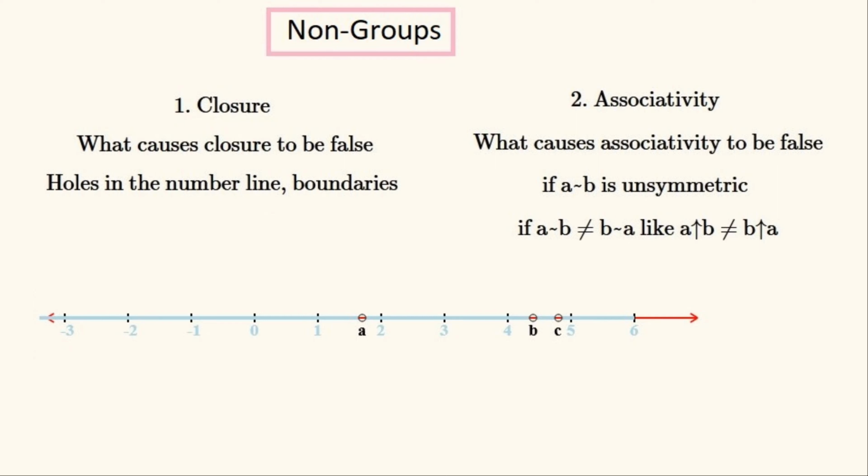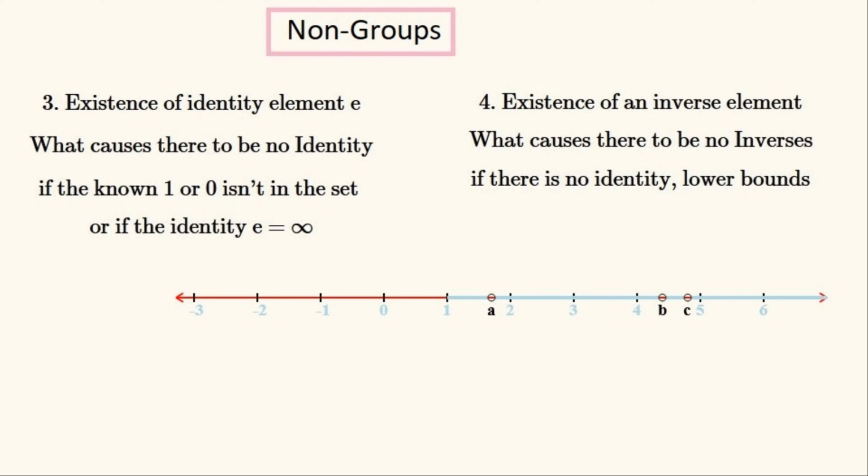This can fail when the operation is unsymmetric, like the exponential function, where the numbers perform different functions on either side of the operand. What causes there to be no identity? If a known 0 or 1 isn't in the set, or if the identity became infinite, like in the case of parallel addition, this can cause it to fail the identity axiom. And finally, what causes there to be no inverses? If there is no identity, there cannot be inverses. And lower bounds cause there to be no inverses, because inverses are generally on either side of 1 or 0, and this boundary can cut off all of the inverses from their corresponding numbers greater than 1.